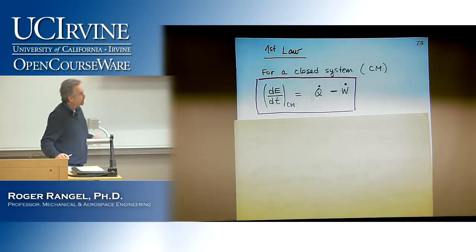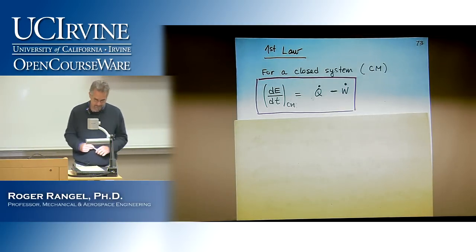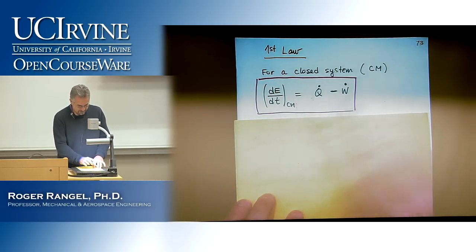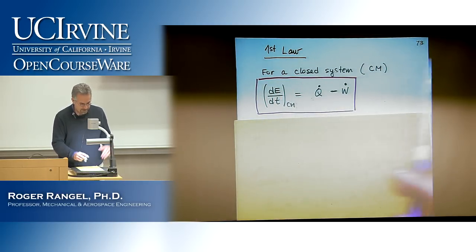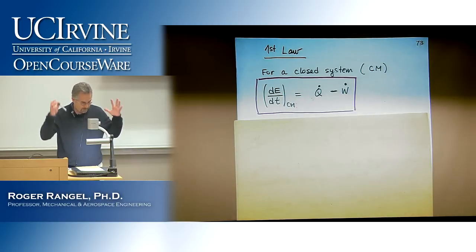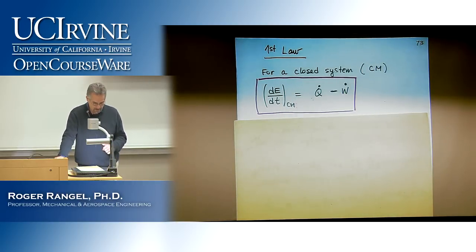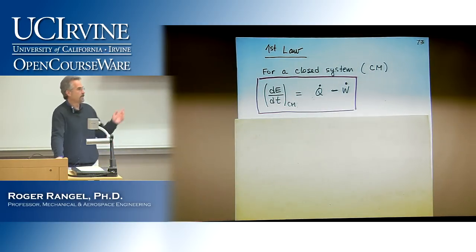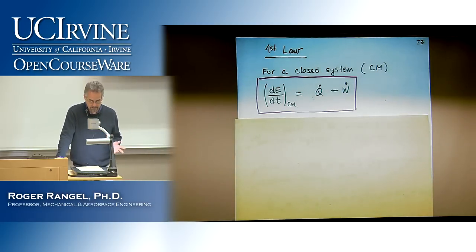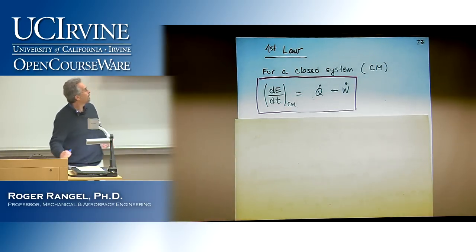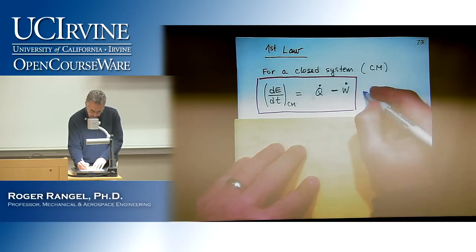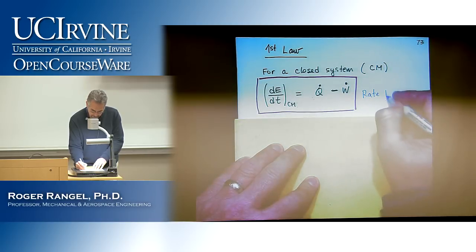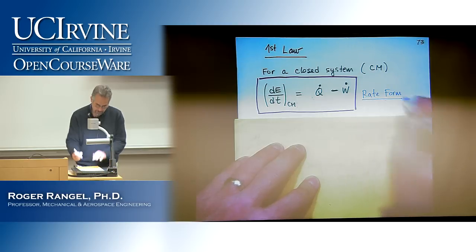First law for a closed system that we have been looking at for the last couple of weeks. So CM, control mass, and there it is. The time variation of energy inside my control mass, or inside my closed system, is equal to the rate at which heat transfer is occurring minus the rate at which work is being done, with the sign convention in mind. That's why the work appears negative. And that's the rate form. So I already wrote it in rate form because that's what I will need for what I want to do next.